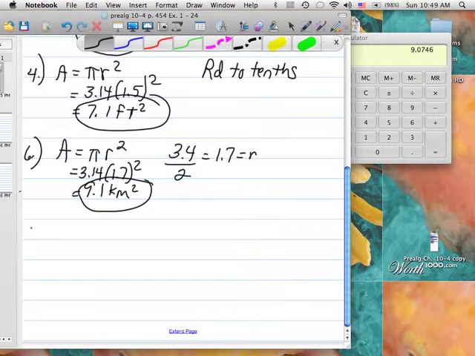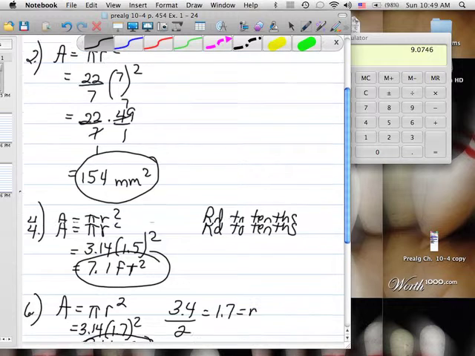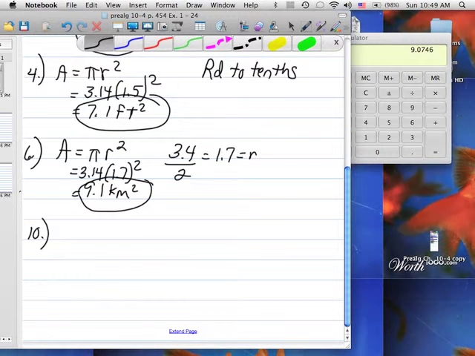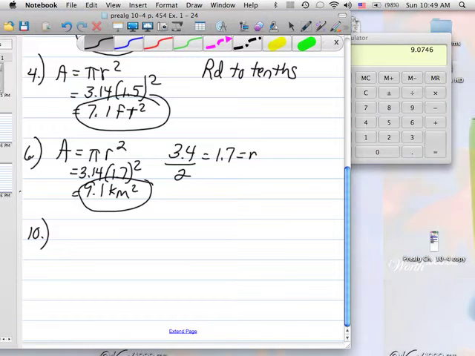Problem number 10, and remember we're going to 18. Number 10, the diameter of a circular field is 600 feet. So we'll just draw a picture of this.